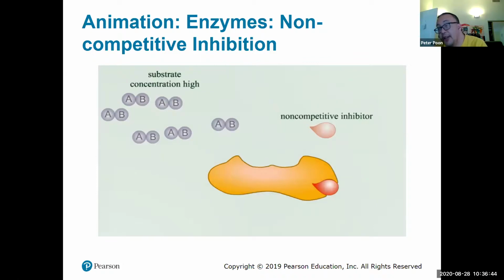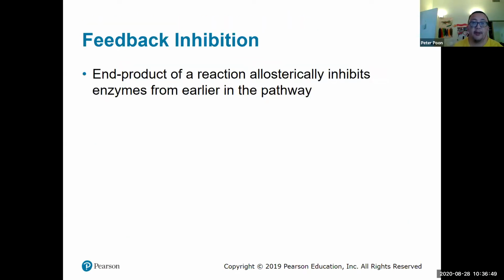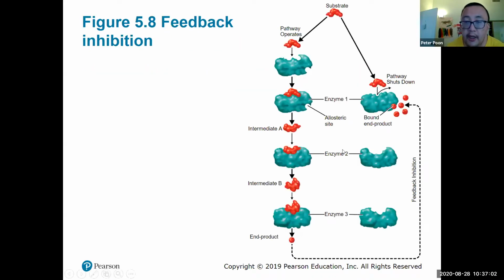Okay, make sure you understand that difference between competitive inhibition and non-competitive inhibition. Feedback inhibition is always a non-competitive inhibition. So usually, you have a substrate, so this substrate activates. You have end product. The end product will bind to enzyme number 1 usually in an allosteric site and cause non-competitive inhibition.